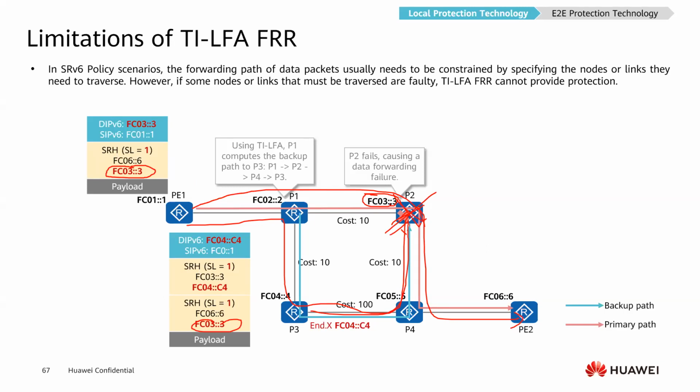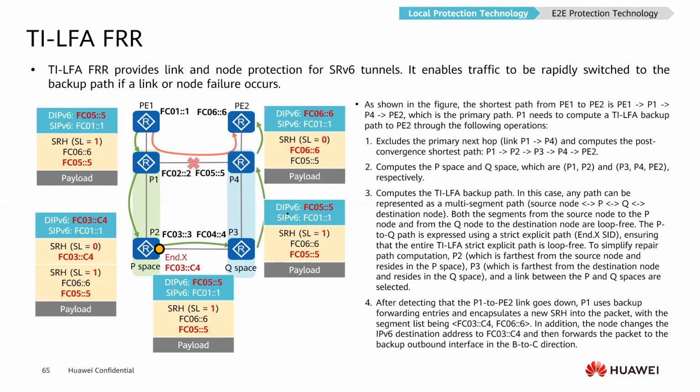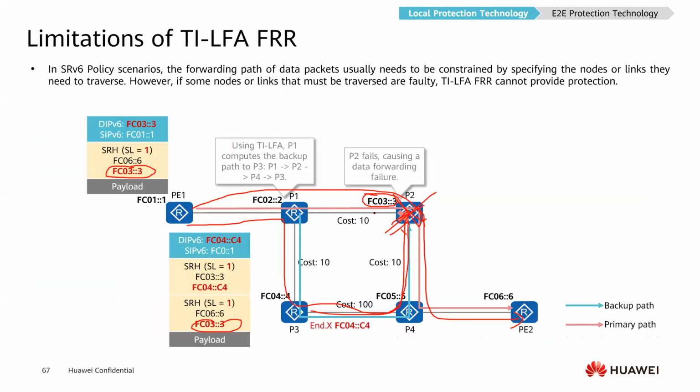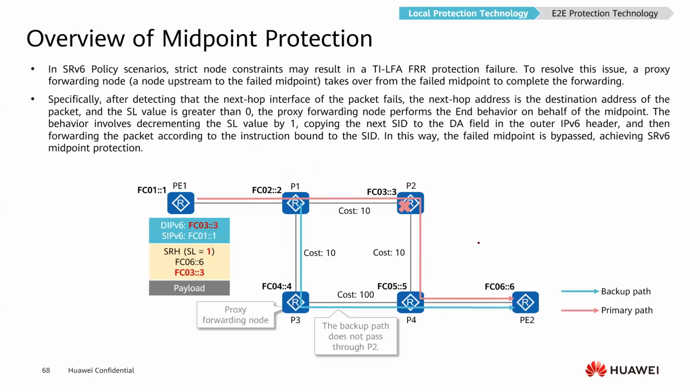So even TI-LFA FRR cannot solve it, because let's look at TI-LFA FRR, FC04. The next hop is this. So TI-LFA FRR is finding some way to send to this endpoint node. But if the endpoint node has a problem, I cannot send. Even with TI-LFA FRR, I cannot do it. So here is another protection called the middle point protection. So what is the middle point protection? The concept of this is very simple.